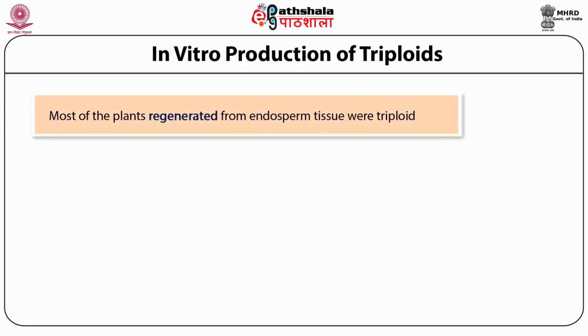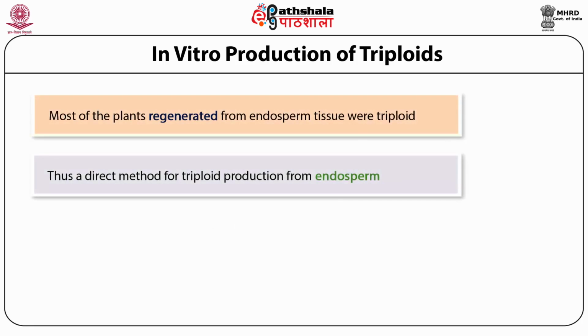Most of the plants regenerated from endosperm tissue are triploid. This is interesting. Thus, it offers a direct method for triploid production. As I said, the conventional method is very cumbersome and lengthy, where you have to produce tetraploid. The tetraploid must be crossed with diploids to produce triploid, and there are more problems at every step. But here is a method where you can regenerate triploid form directly from the endosperm cells.